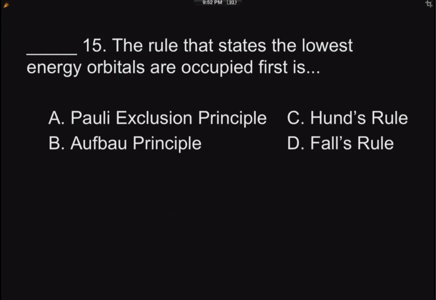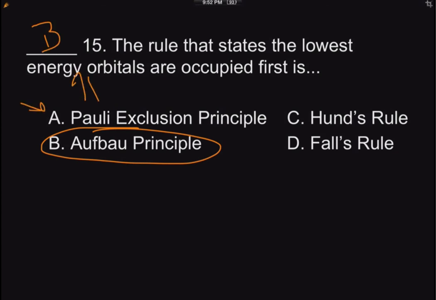Which of the rules regarding electron configuration says that electrons always occupy the lowest energy orbitals? That is the building up principle, which is called the Aufbau principle. Pauli exclusion is the one that says the electrons have to spin in opposite directions. Hund's rule is the one that says you spread them out into different orbitals if you can. And Fall's rule, you'd have to ask Mr. Fall, but I'm sure it's hysterical.